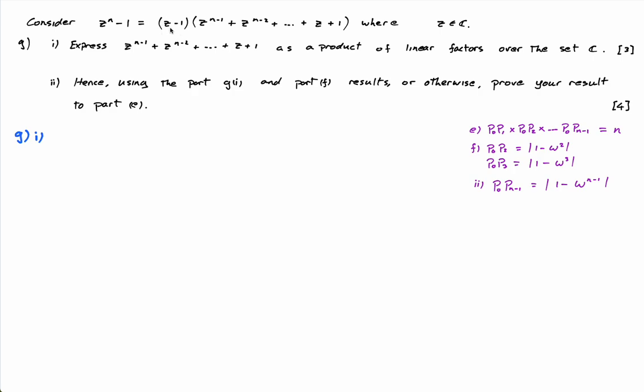Well, this is a linear factor, z minus 1. Now, we know 1 was a root of z to the n minus 1 equals 0. So the roots of z to the n minus 1 equals 0 are 1, omega, omega squared, all the way up to omega to the n minus 1. We know that from the previous parts.